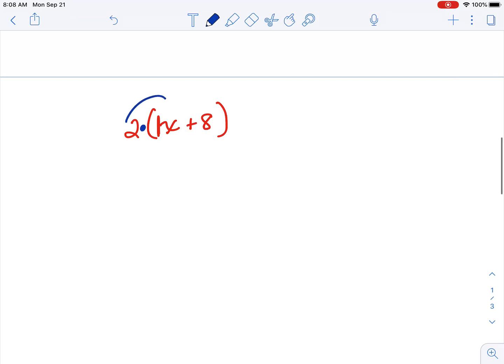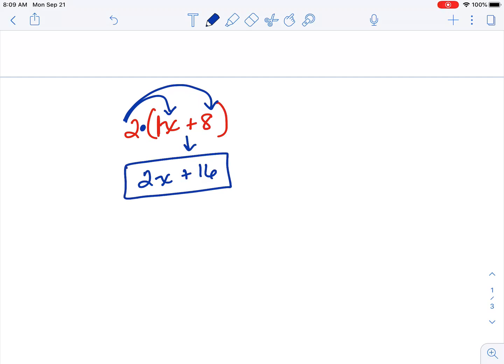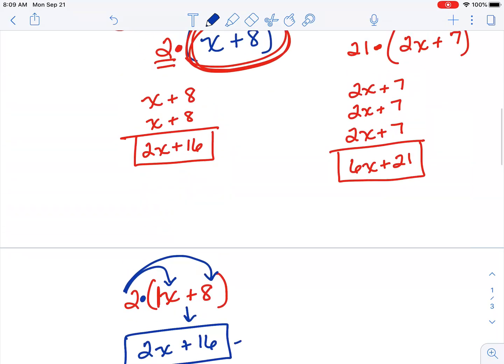So if I say 2 times 1x, 2 times 1 is 2, so that's 2x. Bring down that plus sign. Then I would distribute and say 2 times 8, and 2 times 8 is 16. Is that not the same thing we got right up here? Yes, it is.